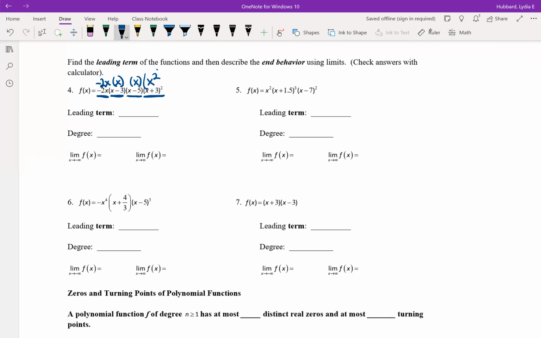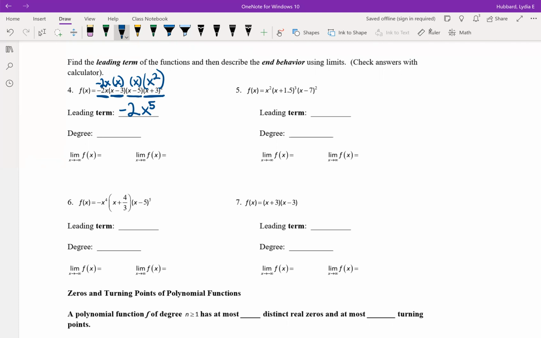So I'm taking those highest degree exponents and I'm multiplying them all together. That will give me negative 2, okay, because that's the only coefficient I have. x times x times x is x to the third, times x to the second is going to be x to the fifth.